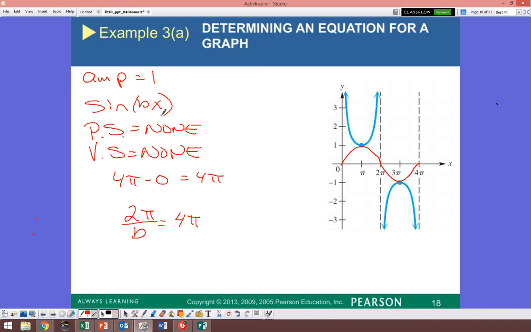It's going to make more sense when we do one that's not starting at 0. So this is what I normally use to figure out my period, but we don't know what the b value is because I want to find what that is. So now I'm going to multiply both sides by b. Multiply both sides by b.